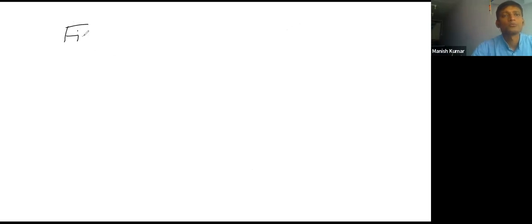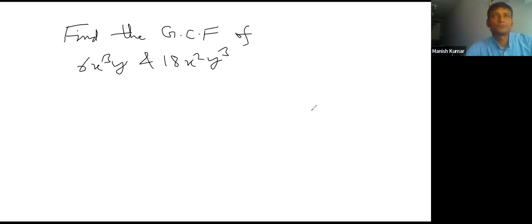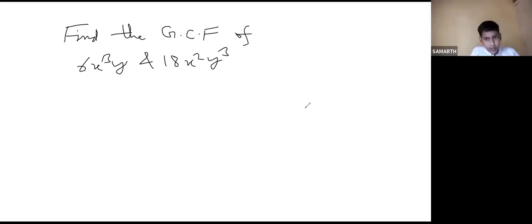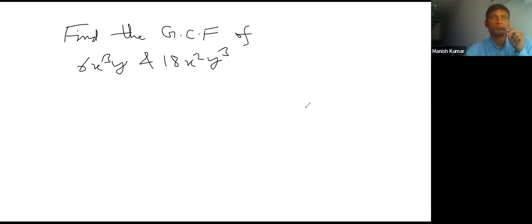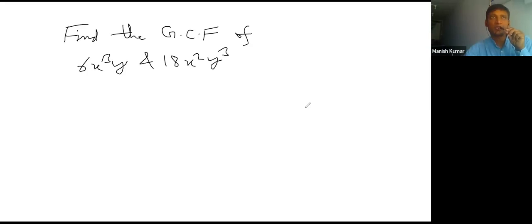Find the GCF of 6x cubed y and 18x square y cube. Samarth, am I audible? Yes, sir. Okay. Do you know the full form of GCF? Sir, greatest common. Okay. Means GCF and HCF are the same thing?